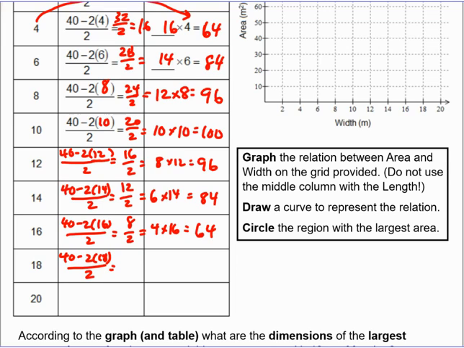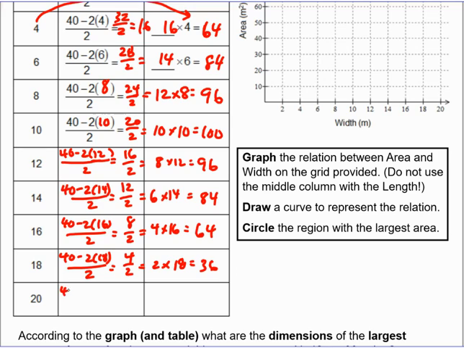All right, do these last two without me. Pause the video and try it. All right. Okay, let's keep going. 18, 2 times 18 is 36. So 40 minus 36 is 4. 4 divided by 2 is 2. And we're multiplying that by 18. 2 times 18 is 36. All right, and we're on our last one.